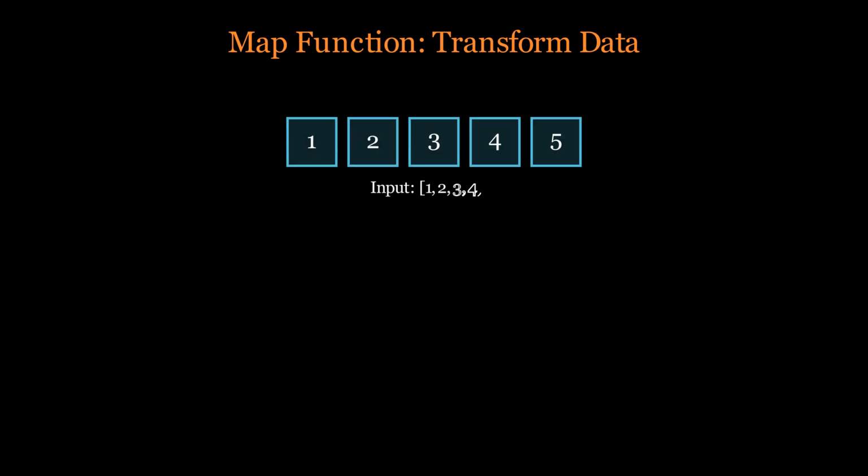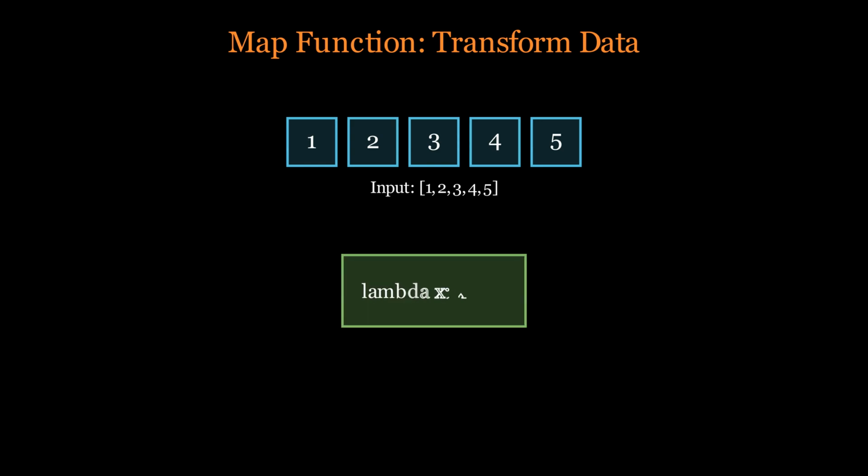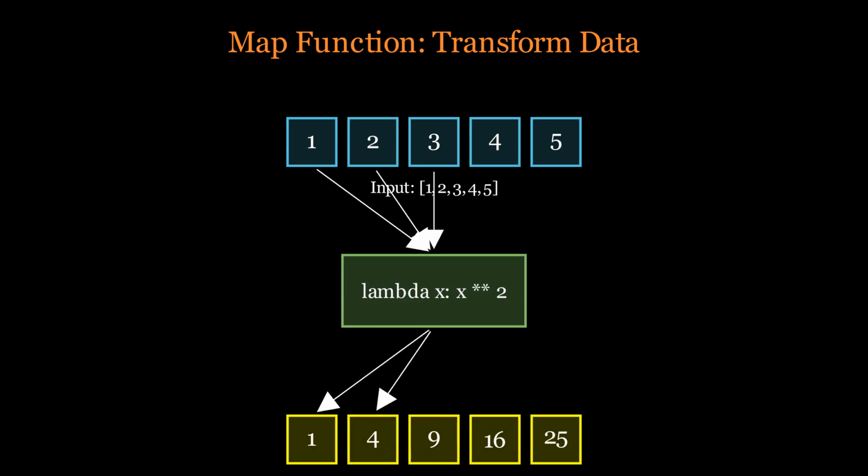Here's how map works visually. We have input data that gets fed through our lambda function. Each element is transformed individually, and we get corresponding output values. Map applies the function to each element and collects all the results.